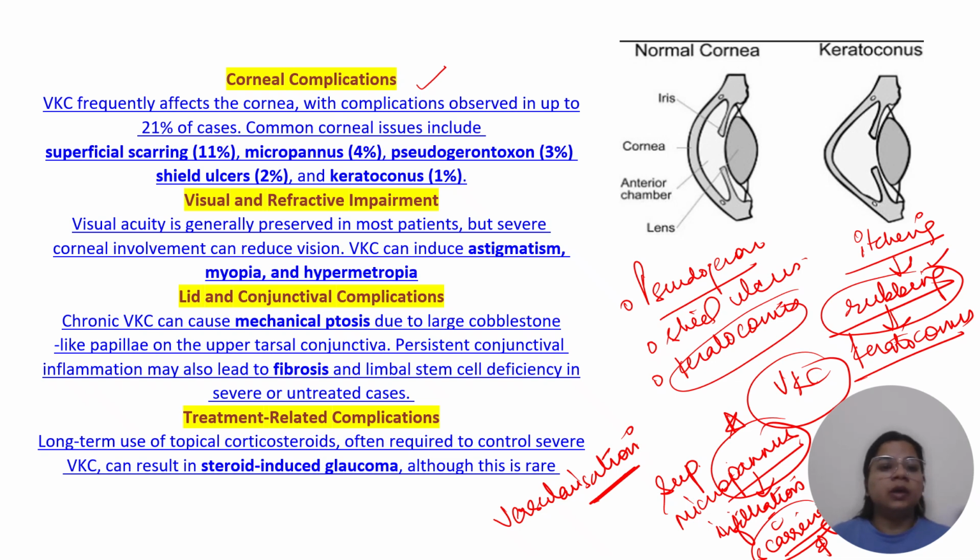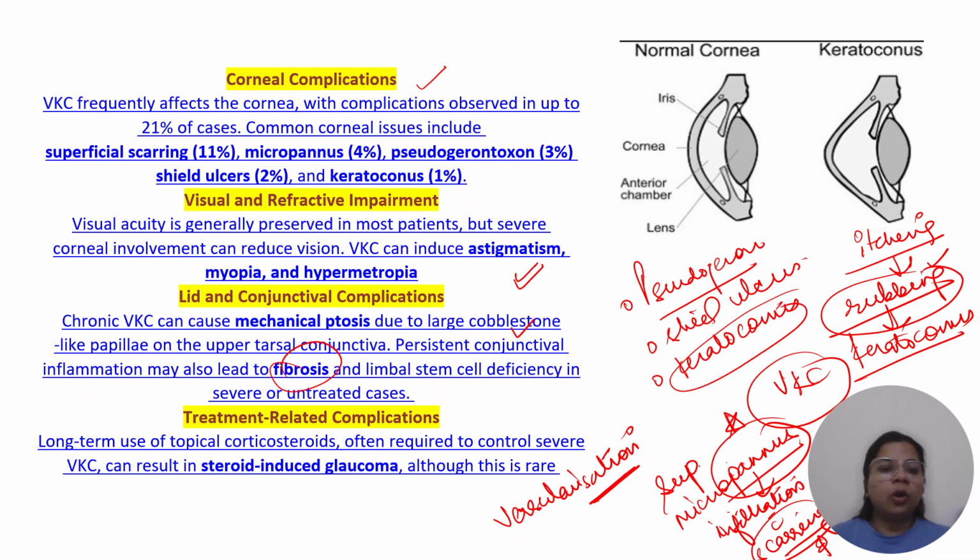Next, there is visual and refractive impairment, that is, VKC can cause astigmatism, myopia, and hypermetropia. Due to lid complications or due to large cobblestone papillae appearance, it can lead to mechanical ptosis, and due to constant inflammation of the conjunctiva, it may lead to fibrosis and limbal stem cell deficiency in severe and untreated cases.